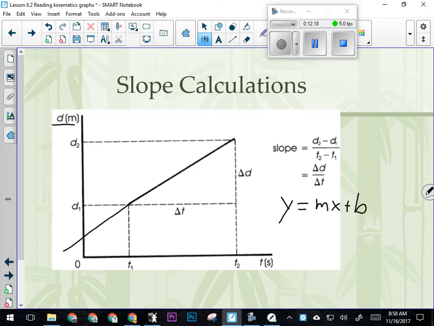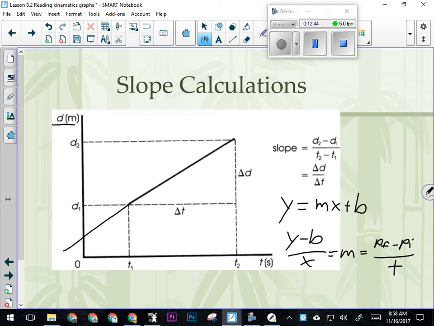Everybody all right with that? So if I manipulate for slope, which is m, what I'm going to do is subtract b over to this side. We looked at this before: y minus b over x equals m. Everyone okay with that manipulation? On this graph, here's what that's saying. Final position minus initial position over time.